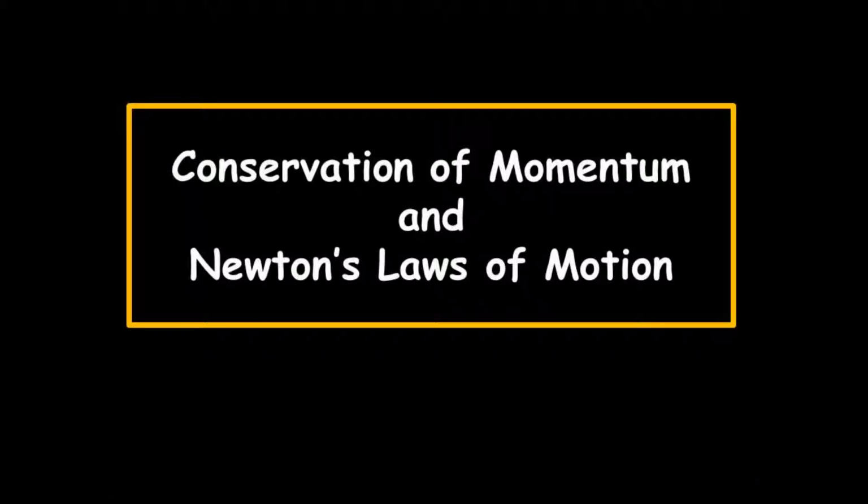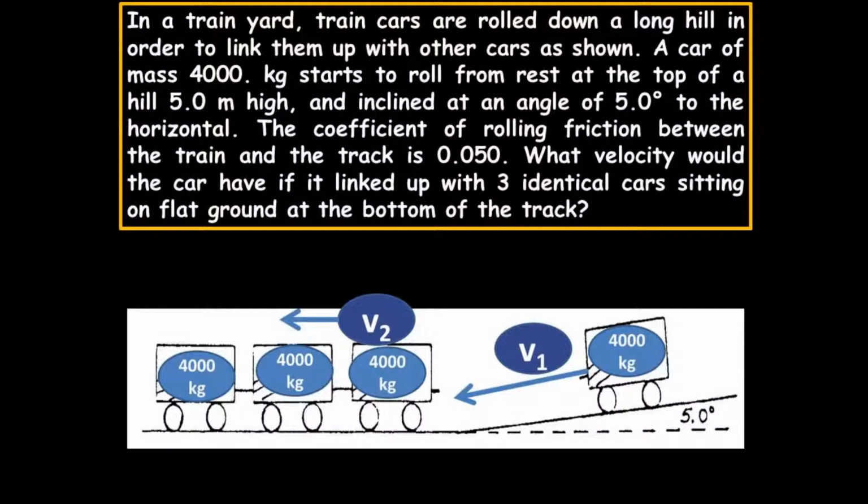Hello. We're going to do a conservation of momentum problem applying Newton's laws of motion relative to forces in two dimensions. In a train yard, train cars are rolled down a long hill in order to link them up with other cars as shown. A car of mass 4,000 kilograms starts to roll from rest at the top of a hill 5 meters high and inclined at an angle of 5 degrees to the horizontal.